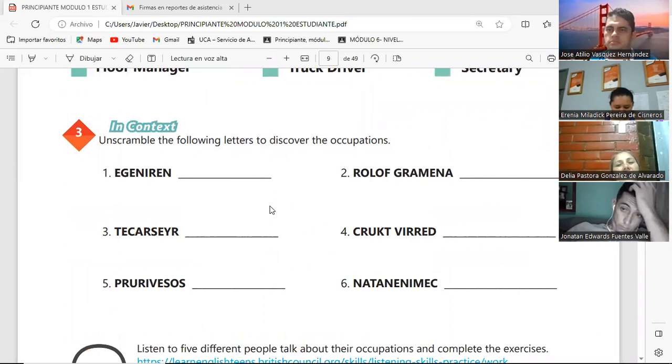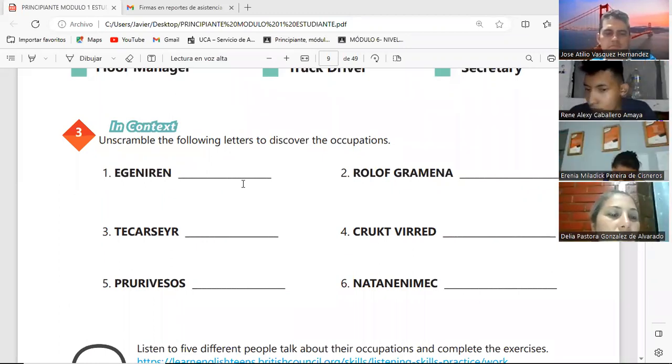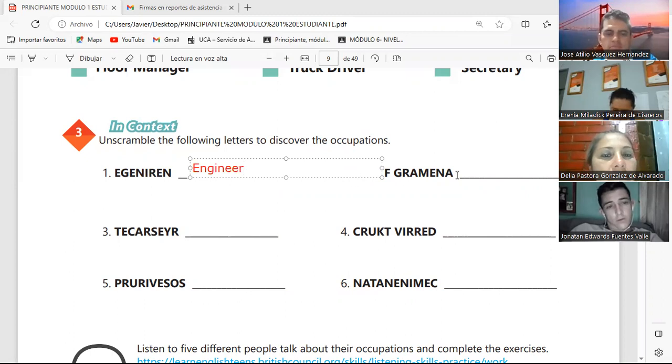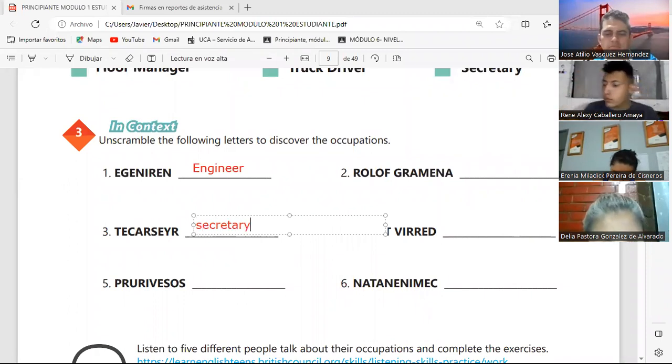Okay. Now, here we have the occupations in disorder, right? The occupations in disorder. So number one, for example, volunteers, please, what is number one? Engineer. Gracias, María. But here we have Freddy. You're going to make number two, okay? So, Freddy say engineer, right? Engineer. Okay, number two? Secretary. Ah, no. Okay, number three, no problem. Secretary. Okay, number two, class. Volunteer. Thank you, Freddy.